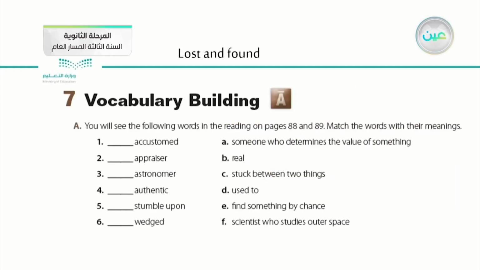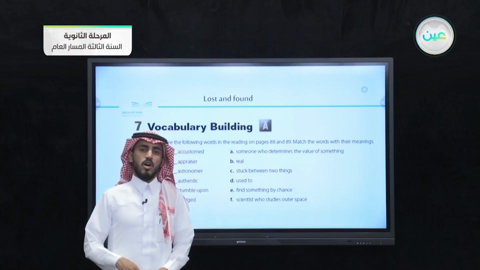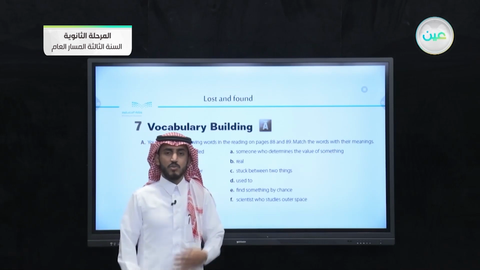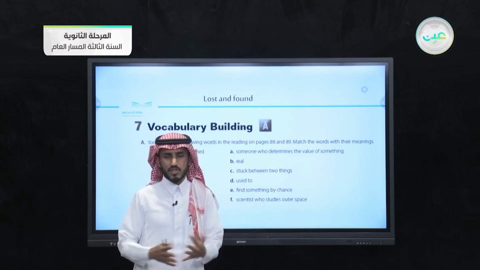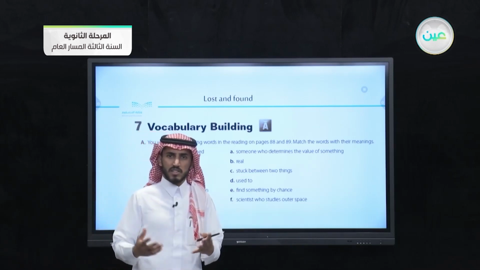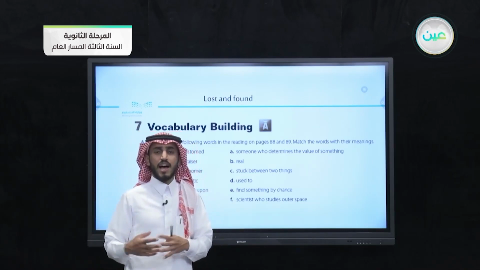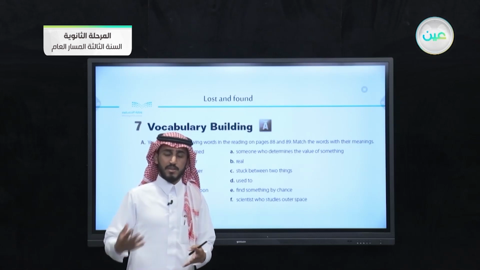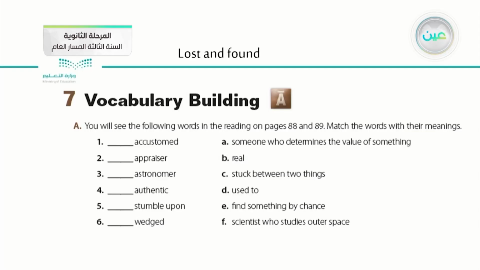Okay, now let's go back to the vocabulary building. We have 6 words on the left side of the page, and we have 6 definitions or explanations for these words. Now let's start with explaining these words. Then after that, we will go ahead and match them together.